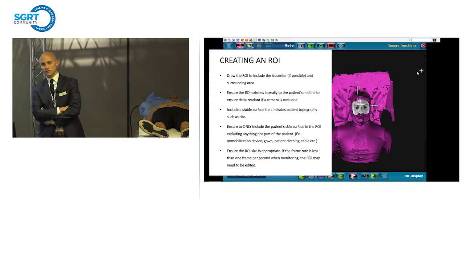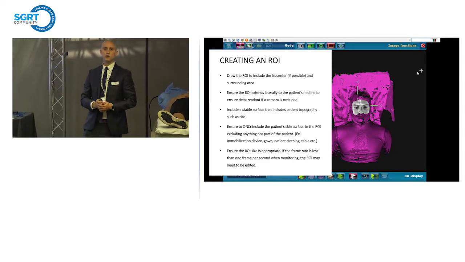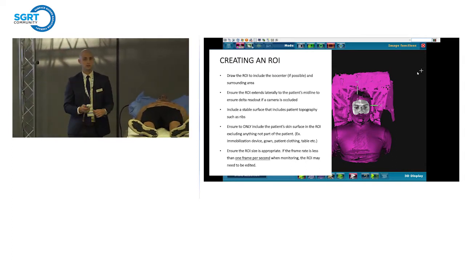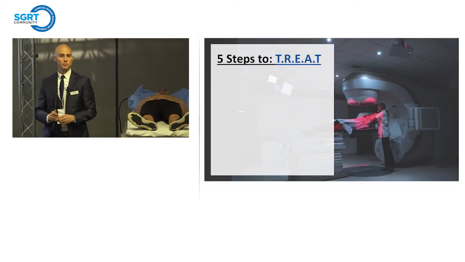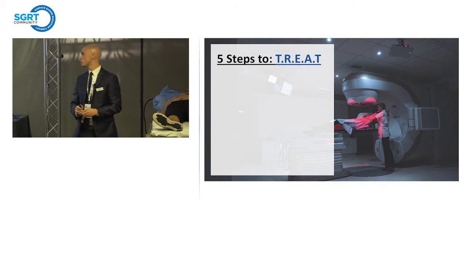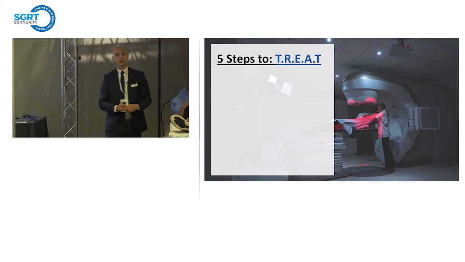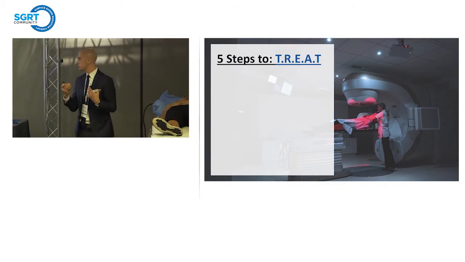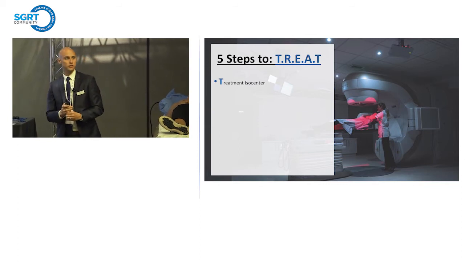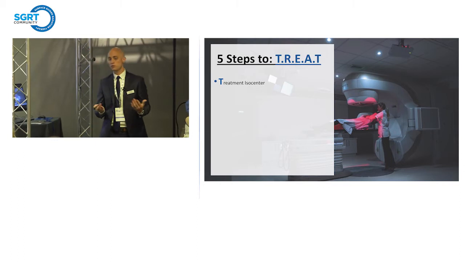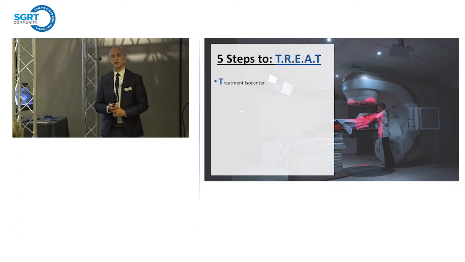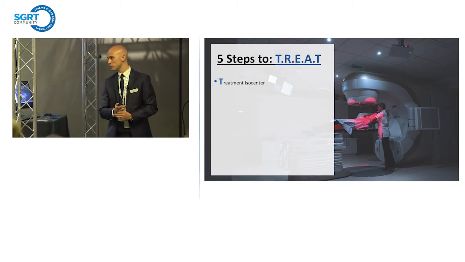Okay, so once our region of interest is drawn correctly in record mode, the next step is to use the system to treat our patient. There are 5 simple steps that we're going to use to treat our patient. We have this acronym TREAT, T-R-E-A-T. The first step is to align your patient to the treatment isocenter. T stands for the treatment isocenter. So you're going to line up your patient to their marks or tattoos or tattoo-less, however your clinic is set up at this point in time.